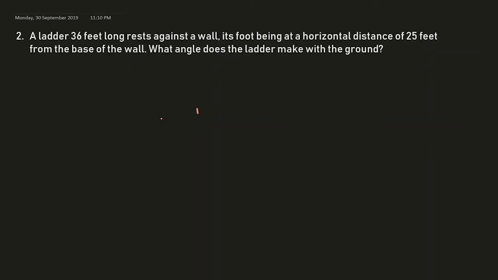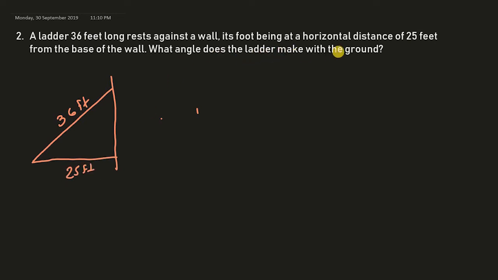Okay, next problem. Again, let's try to illustrate it. First, sabi dito, a ladder 36 feet long rests against a wall. So this is a wall. Let's say that this is a wall. There's a ladder which is 36 feet. Ibig sabihin, nakasandal daw siya dito sa wall. Nakasandal siya sa pader. This ladder is 36 feet. Its foot being at horizontal distance of 25 feet from the base. Yung horizontal distance niya daw from the base is 25 feet.